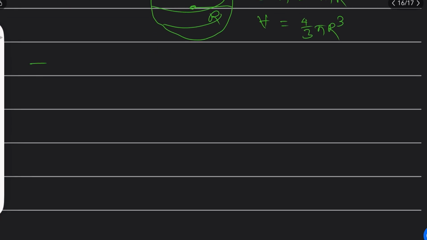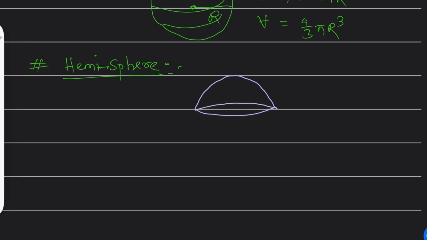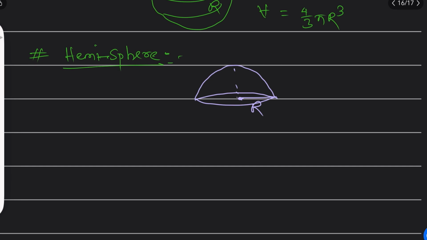If I am talking about a hemisphere, or half of the sphere, this is a hemisphere. The hemisphere also has radius r, let us say. Now, if the radius is r, it will also have two things. One is curved surface area, that is 2 pi r square.